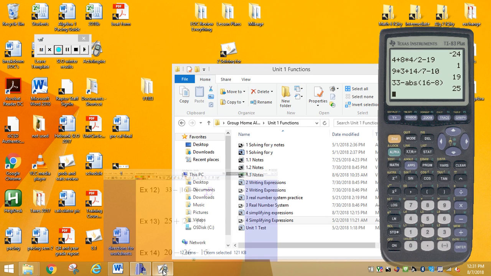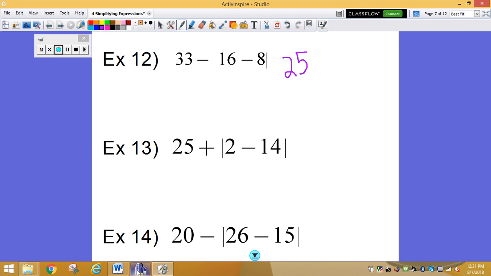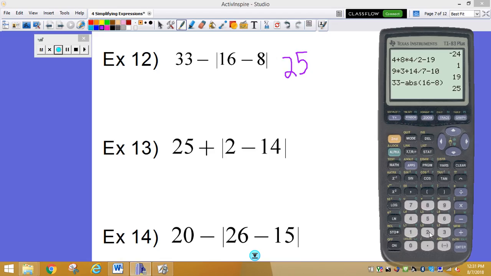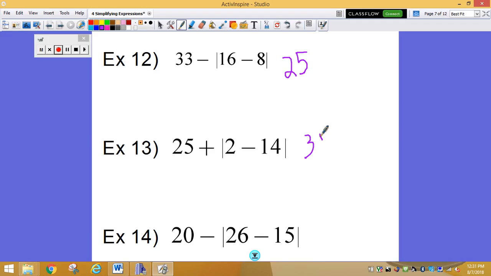All right, let's do 13, and then I'm going to leave you alone to try 14. So here we go again. I got 25 plus, again, the way you get to absolute value, you press second, 0, and it's the very first one, so hit enter. And it's 2 minus 14, close your parentheses, and you get 37. So I want you to pause it, I want you to try 14, and then we'll check it.